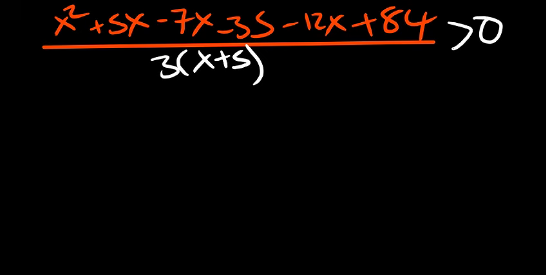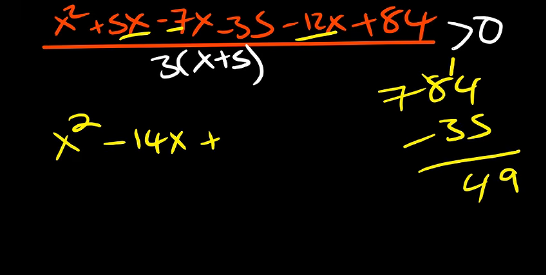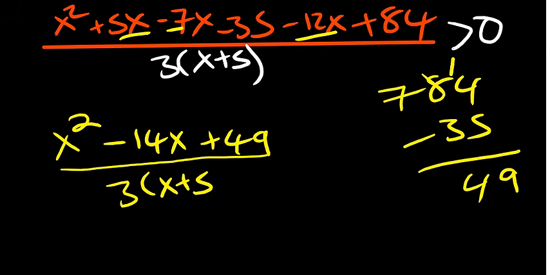So for the x squared, we only have x squared. Then 5x minus 7x is what? Is minus 2x. Minus 2x minus 12x is going to be minus 14x. So remaining with the constants, 35 subtracted from the 84 is what? So 84 minus 35. So 14 minus 5 is 9. 7 minus 3 is 4. So we have positive 49, over 3x plus 5. This should be greater than 0.